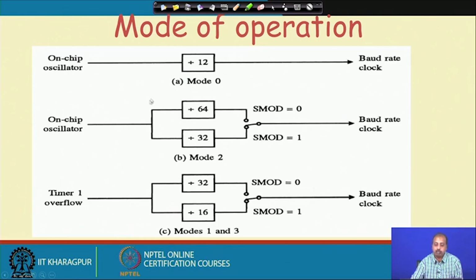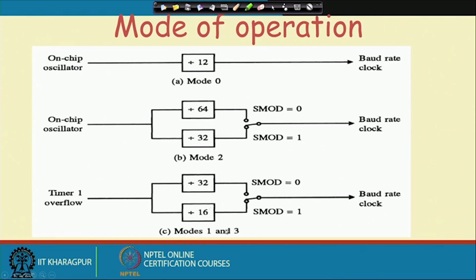In mode 0, the on-chip oscillator is divided by 12. So, that is the baud rate clock. This is if it is in mode 2. We have SMOD equal to 0 and SMOD equal to 1. If SMOD equal to 0, it is divided by 64. That is fixed. If SMOD equal to 1, it is divided by 32. So, this baud rate is also fixed.